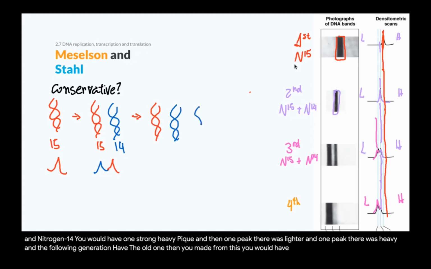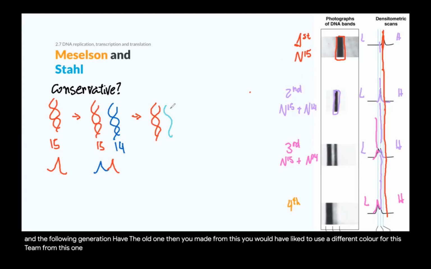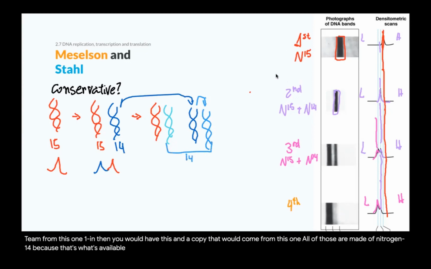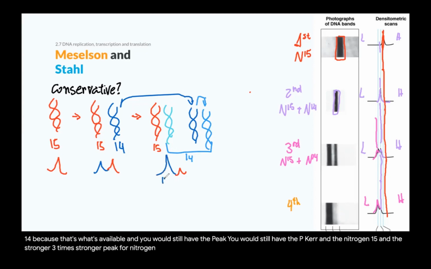You would have, let's use a different color for this, right? So it came from this one, and then you would have this and a copy that would come from this one. All of those are made of nitrogen 14 because that's what's available. And you would still have the peak here at the nitrogen 15 and a stronger, 3 times stronger peak for nitrogen 14.